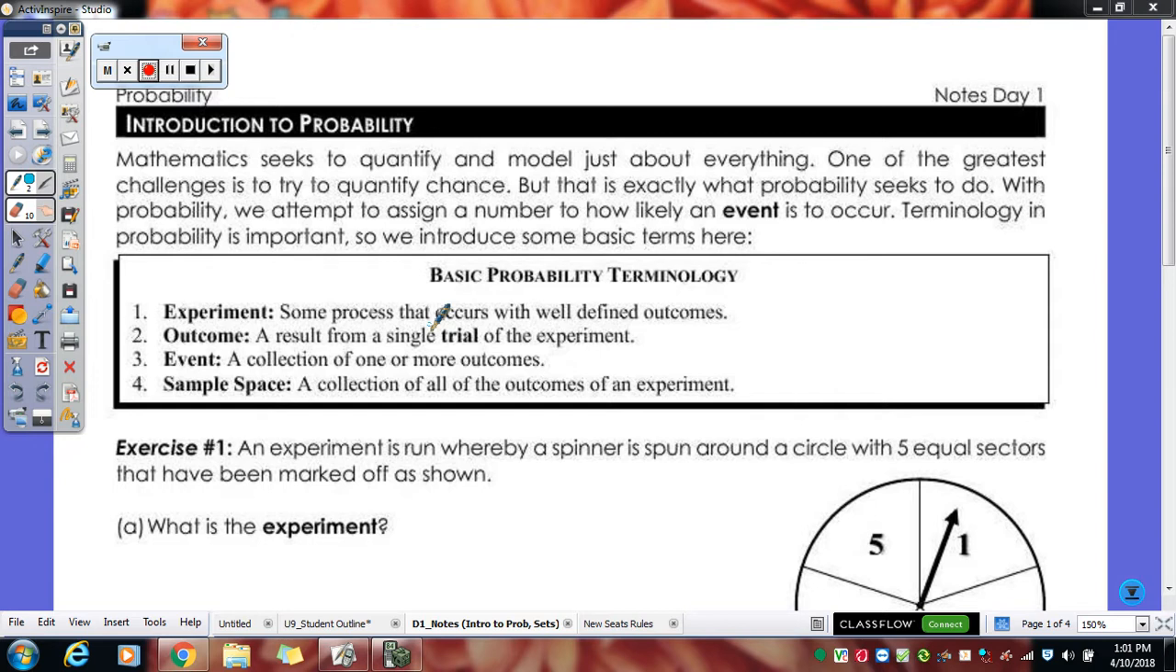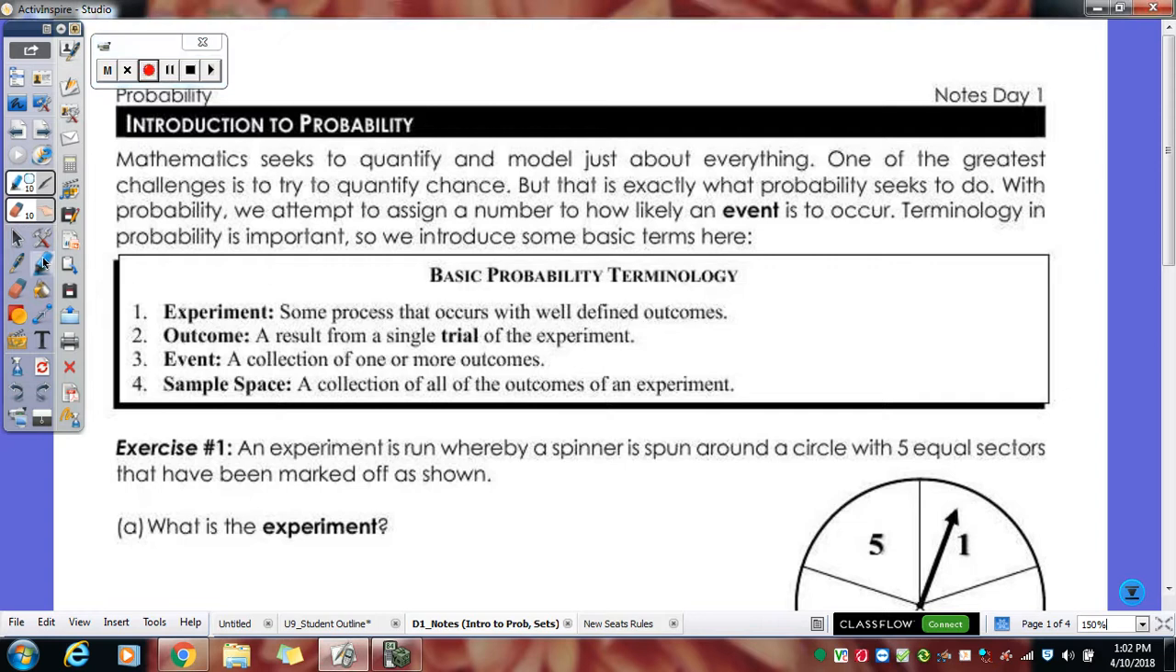So math always seeks to quantify and model just about everything. One of the greatest challenges is to try to quantify chance. And that's what our entire unit of probability does: we try to quantify what chance is. With probability, we are attempting to assign a number to how likely an event is to occur. Terminology is extremely important.